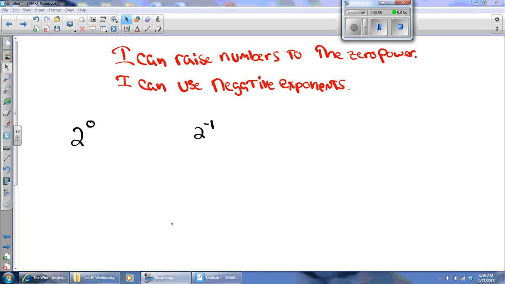And when we're done with this lesson, you should be able to say, I can raise numbers to the zero power, and I can use negative exponents.